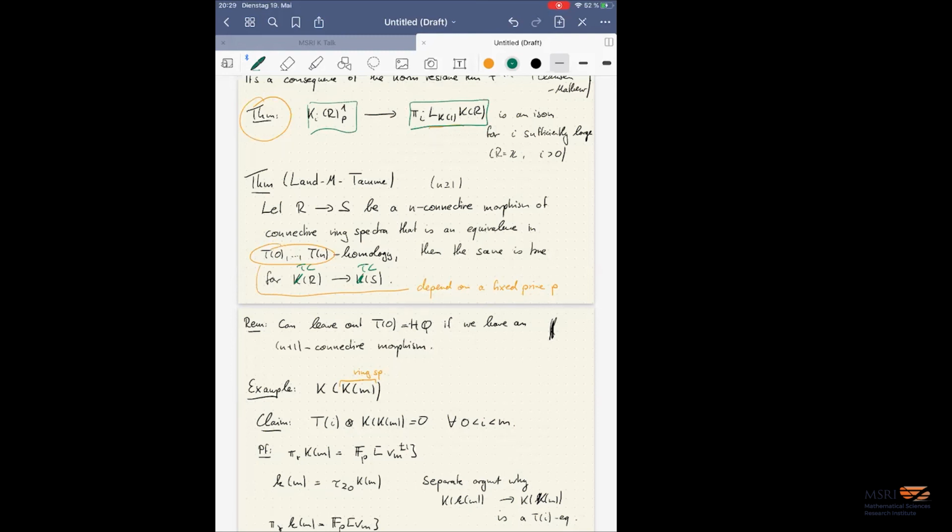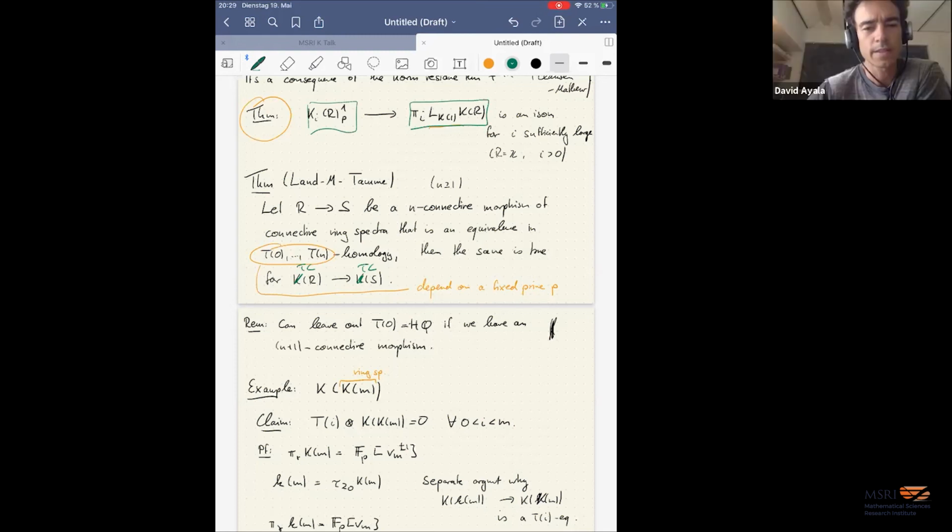So this is a funny situation, because usually one uses TC to prove things about algebraic K-theory. But in this case, we actually can use algebraic K-theory to prove something about TC. Yeah, that is interesting. I see.